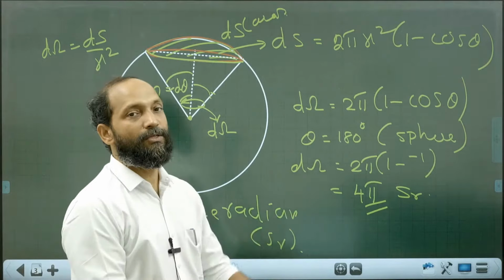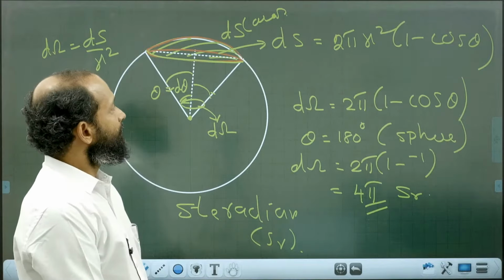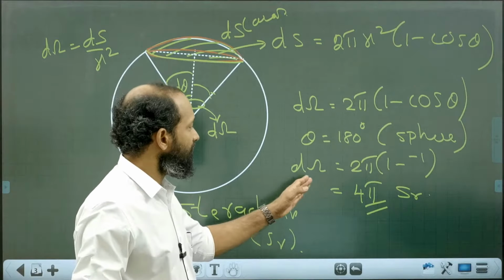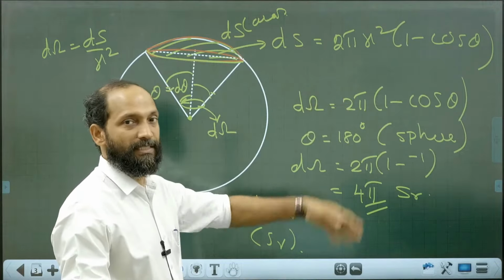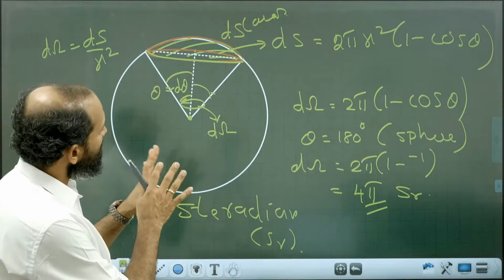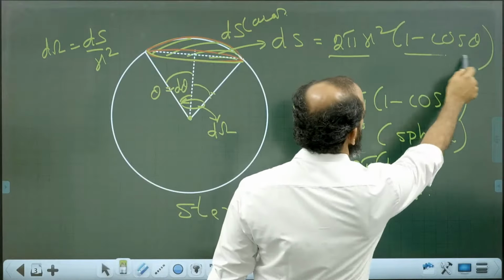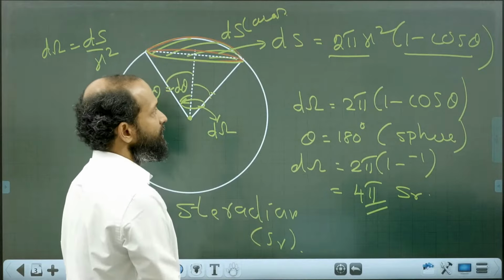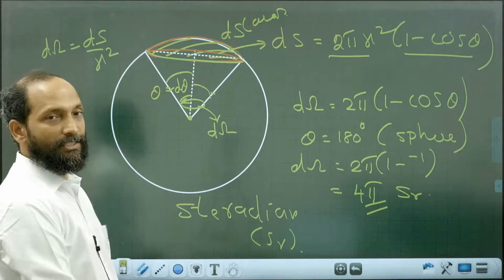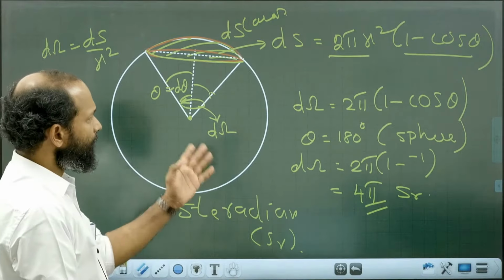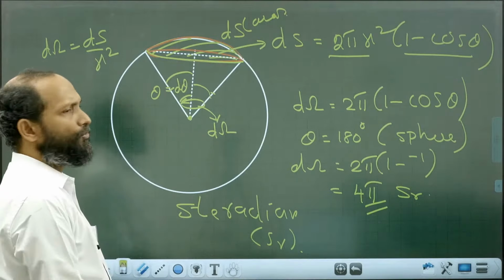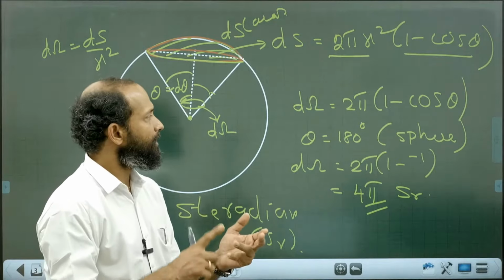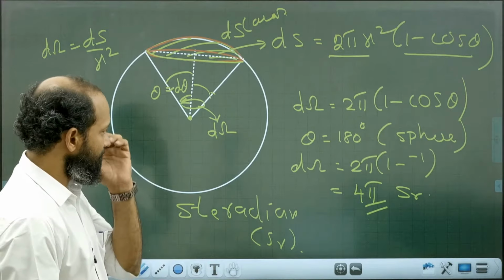And if theta is equal to 180, you get the surface area of the sphere, 4 pi r square. The surface area is 4 pi r square for the full sphere. For a spherical cap alone, it is 2 pi r square into 1 minus cos theta. Then dS by 2 pi r square is 1 minus cos theta. You can find out the surface area of any spherical cap by using this formula. So the relationship between surface area of the spherical cap, solid angle and plane angle is very important.